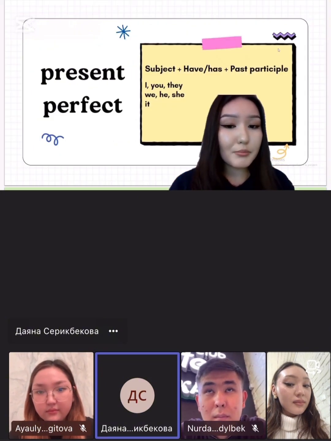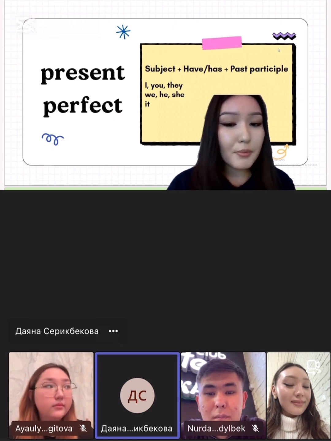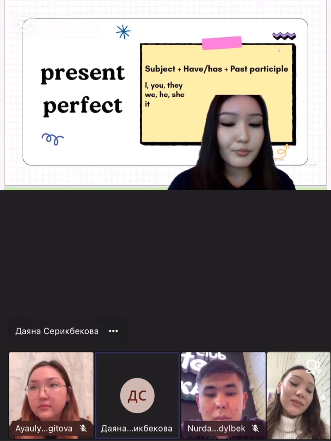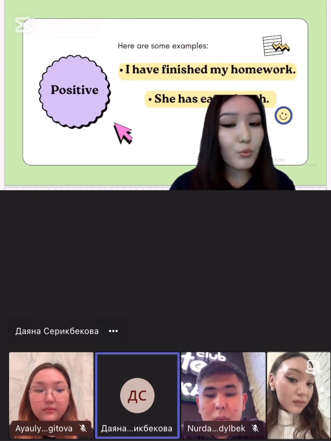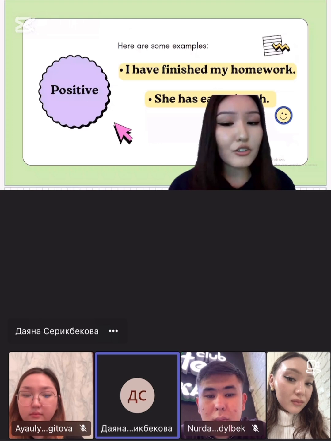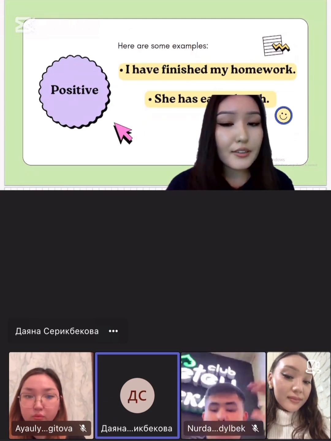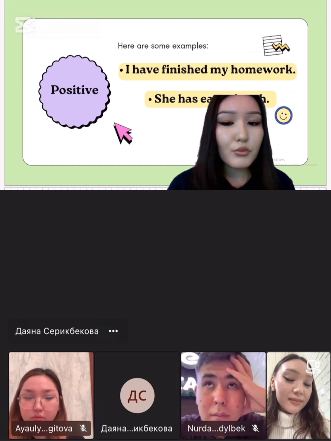The structure is simple. You need just two things: have or has, depending on the subject, and the past participle of the verb. Examples in positive form: I have finished my homework. She has eaten lunch. I have completed my course. I think it's pretty understandable, so let's move on to negative form.